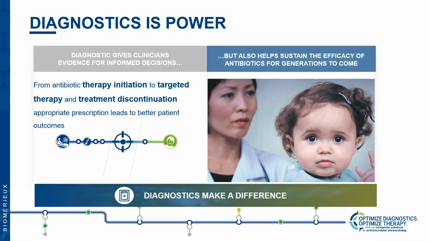Diagnostic tests give clinicians evidence for informed decisions, from antibiotic therapy initiation, optimization, and finally discontinuation. Appropriate prescription throughout this patient pathway leads to better patient outcomes, which of course is what we all want to see. Making clinical decisions based on AST results not only dramatically improves patient outcomes, but also serves that broader purpose of fighting antimicrobial resistance to help sustain the efficacy of antibiotics for generations to come.